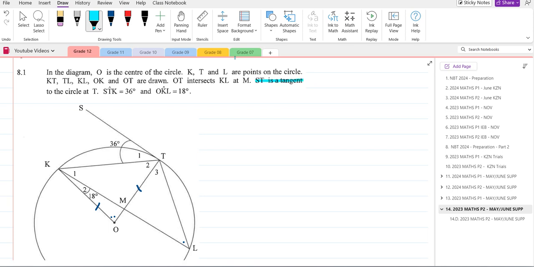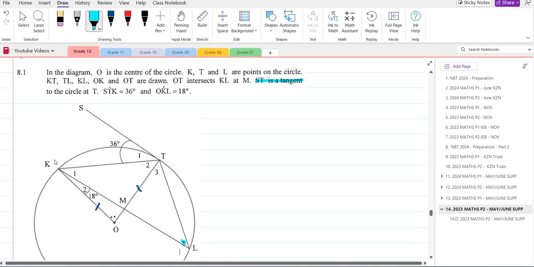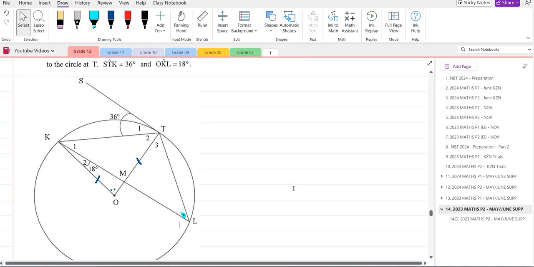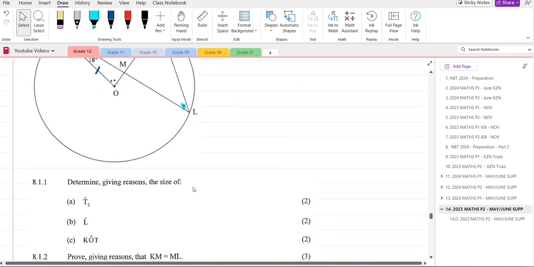Now tan chord theorem, you know tan chord. Angle between the tangent and a chord is equal to the angle in the alternate segment, which is angle L. So angle T1 is equal to angle L, which is tan chord. Then angle O is twice angle L. Angular center equals twice angular circumference. So I think most of the problems are sorted out. Right, so let's see. Determine giving reasons the size of angle T2.